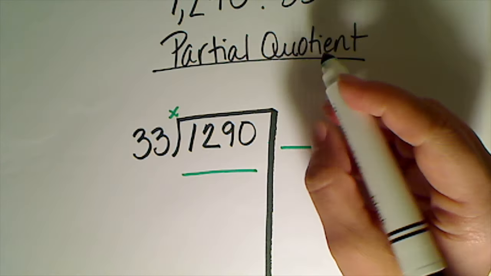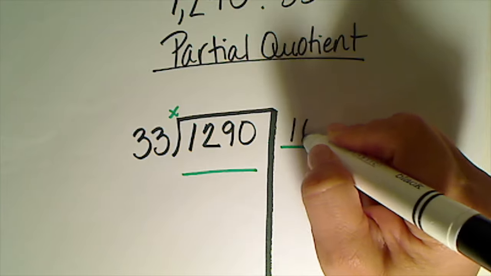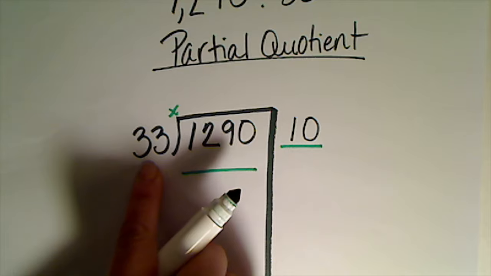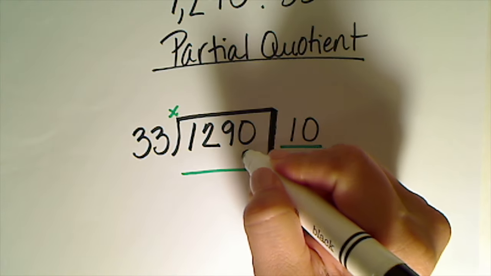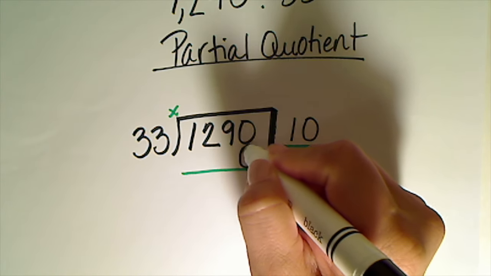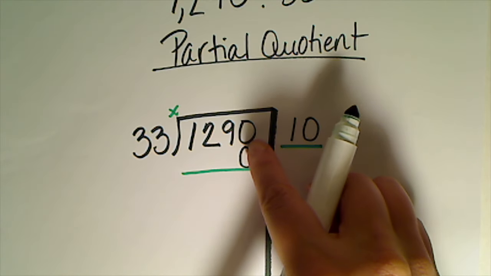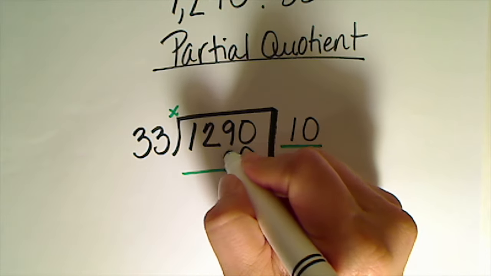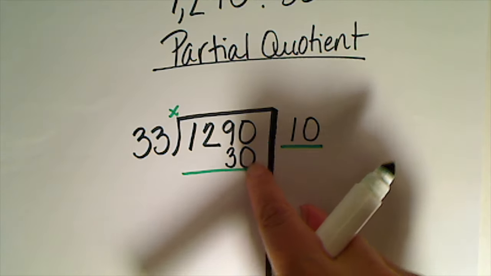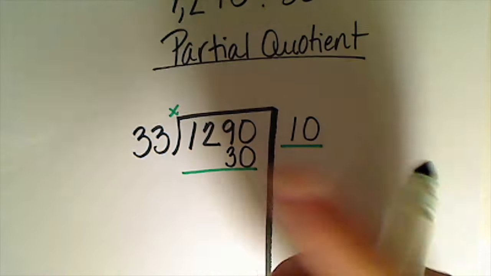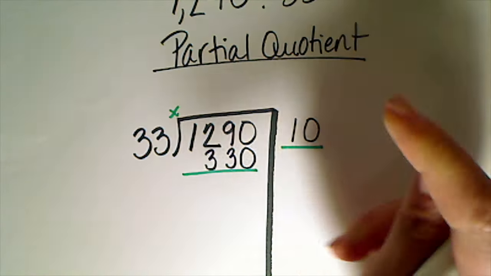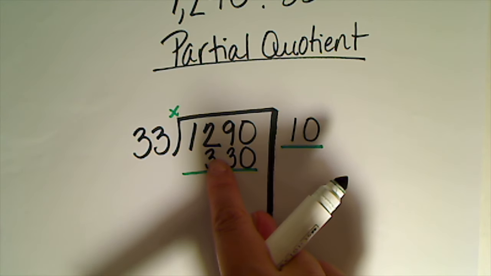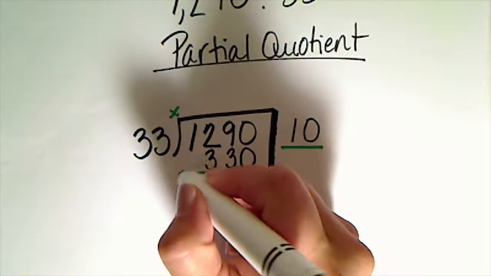That's right, 10. I can never go wrong with 10. So 10 times 33 is 330. So I'm bringing that ones place value of 330 under the ones place value of the dividend. I'm bringing the tens place value of 330 under the tens place of the dividend. And I'm bringing the hundreds place value of 330 under the hundreds place value of the entire dividend.